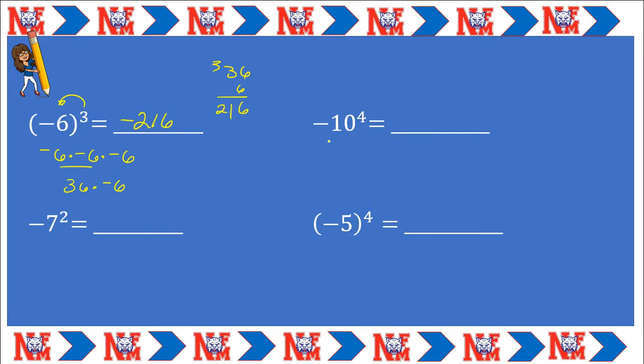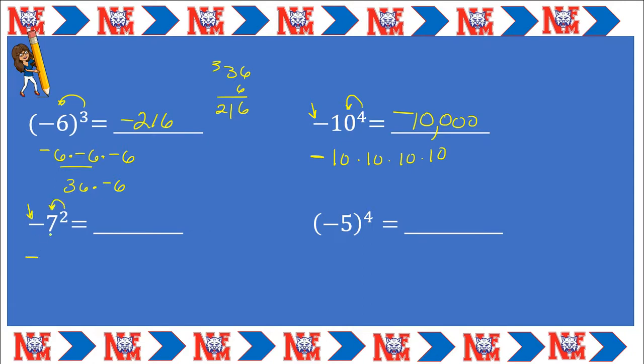Okay, in this problem, the negative is just dangling out front. We're just going to carry it down. The 4 is only attached to 10, so I'm only going to expand the base of 10. So I'm going to have a negative, and then I have 4 zeros, so a 1 and 4 zeros, and I have -10,000.